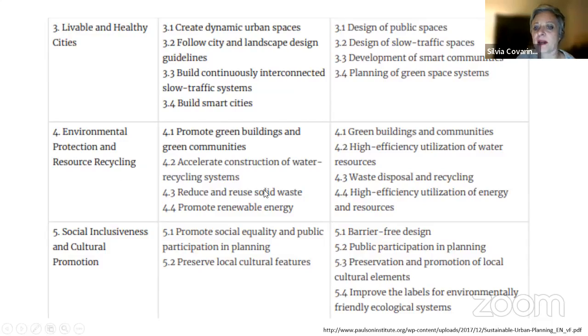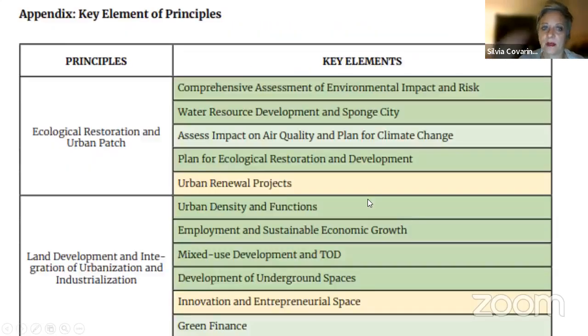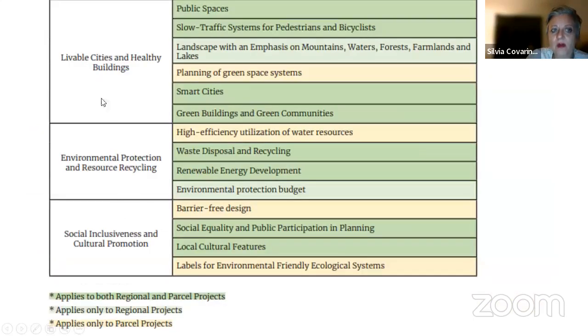In which scale? The barrier-free design, the public participation in planning, the preservation. There is another appendix I found about the principles and some key elements in the ecological restoration and urban patch. Water resource development, sponge city, is the way to act for it. Urban renewal project, no demolition and complete reconstruction or protection, but have a look at the case, the renovation according to the specific case study. Land development also follows the principles explained before, livable city ultimately.